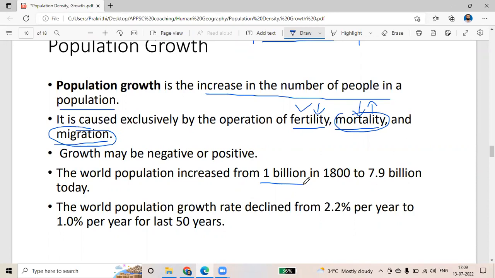So population growth also has tremendously increased. But luckily, for the last 50 years, the population growth has declined from 2.2% to 1%. So the world average has almost come to 1%. If you take the average population growth of India, that is also near 1%. World average and Indian average almost the same, 1%. Remember this.